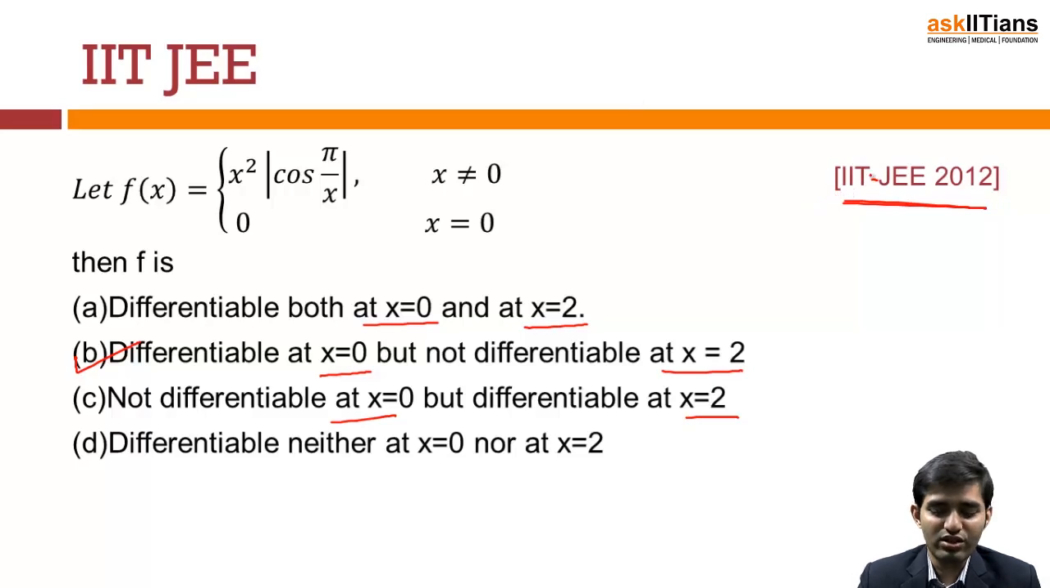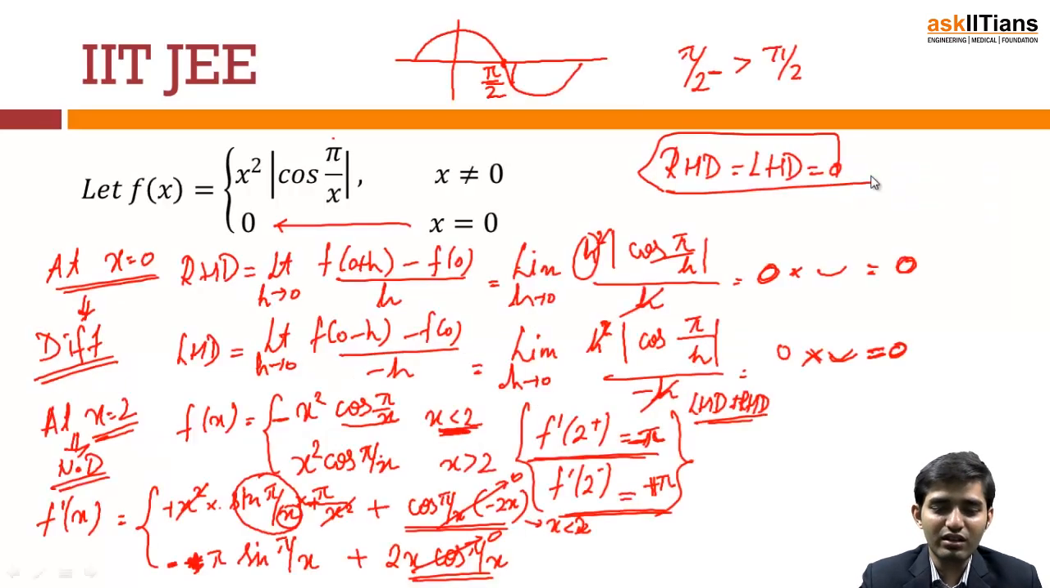So you can see that the questions of JEE are very simple, right? You just have to focus on the basic concept. What is the basic concept? You have to find out LHD, RHD and check whether LHD is equal to RHD is equal to finite, right? There is only one definition for continuity and one definition for derivability, and you have to stick to that definition, right? Stick to that definition, okay?